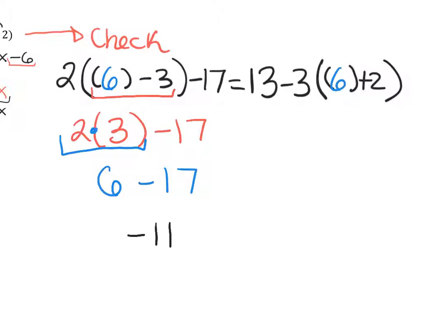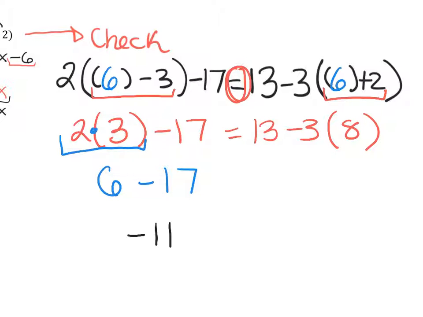So now we go to the other side. We need to see if we get the same thing because we have this equal sign here that's telling us that those two things have to be equal. So let's see if we do our parentheses first. So 13 minus 3 times 6 plus 2 is 8. Then we do our multiplication, 3 times 8. So 13 minus 24. And if we do 13 minus 24, what do we get?